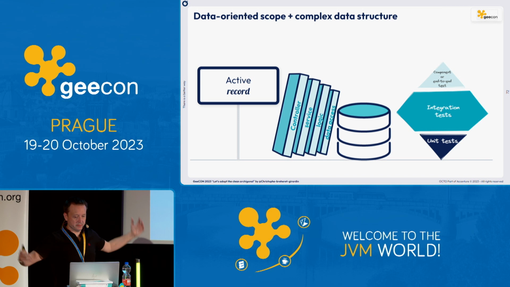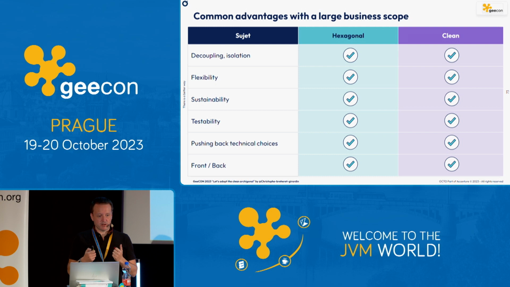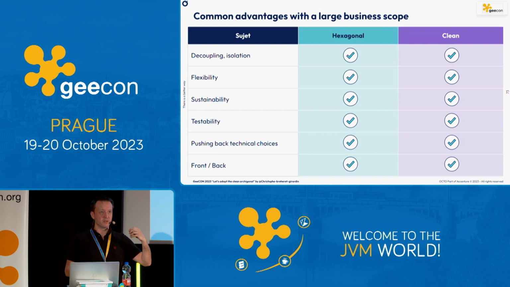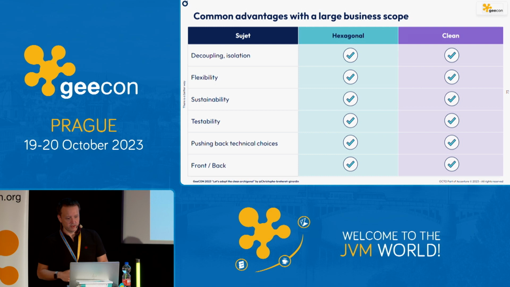Okay, the advantage on the business scope is equivalent for hexagonal and clean. It's decoupling, isolation, flexibility, sustainability, testability. You can push back the technical choice. You can choose the database later. You can code, you can do a demo, and choose the best database for your usage later. Is it SQL, NoSQL? Well, even event sourcing? Well, we'll see. You can do front, back. It's okay.